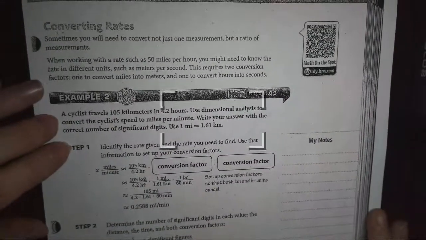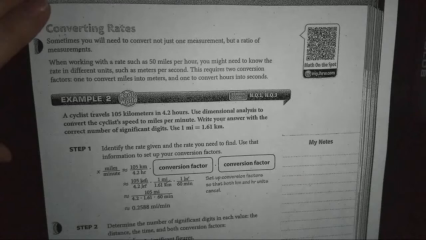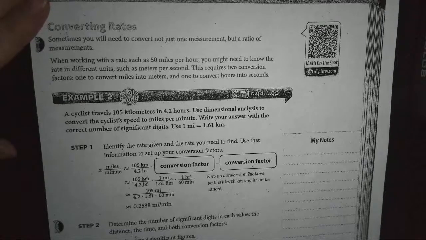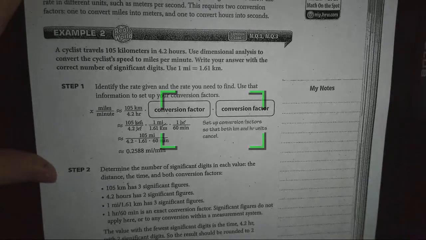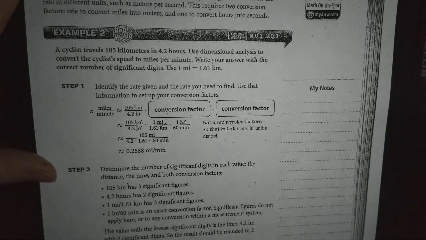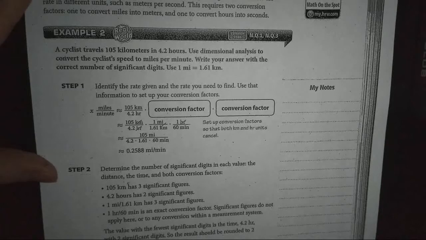All right, now sometimes we need to convert not just one measurement, but measurements that are being divided, such as miles per hour or kilometers per second. When we do that, we usually have to use multiple conversion factors. We can't just use one conversion factor because we have multiple units. So here our example says, a cyclist travels 105 kilometers in 4.2 hours. Use dimensional analysis to convert the cyclist's speed to miles per minute. Write your answer with the correct number of significant digits and use 1 mile equals 1.61 kilometers.